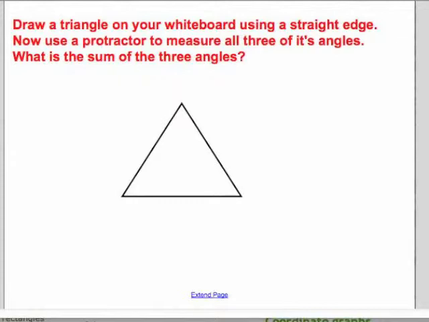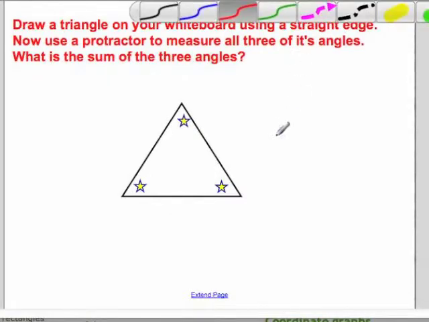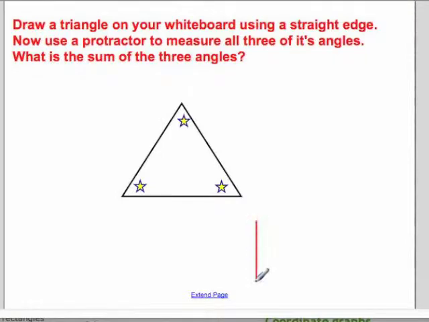The first thing I want you to do is draw a triangle on your whiteboard using a straight edge. Make sure they're nice straight lines, don't just sketch it. And then use a protractor to measure all three of its angles, okay? So you need to measure this angle, and this angle, and then add them all up. Okay, you must be back. Hopefully you got an answer that's close to 180. You might be off by a degree or two, but that's okay.